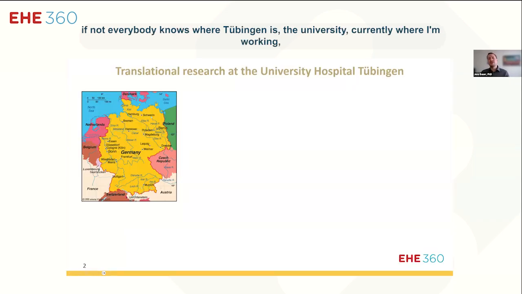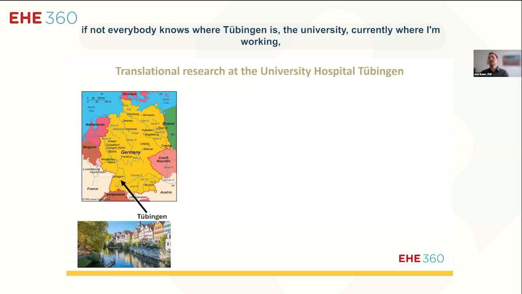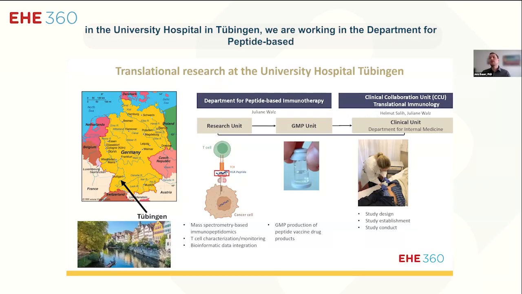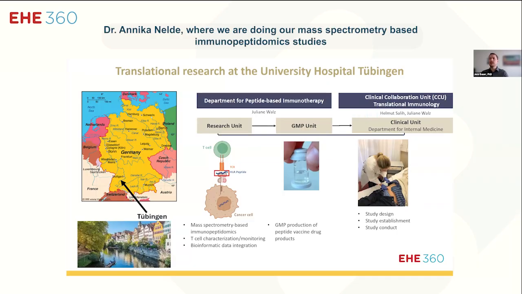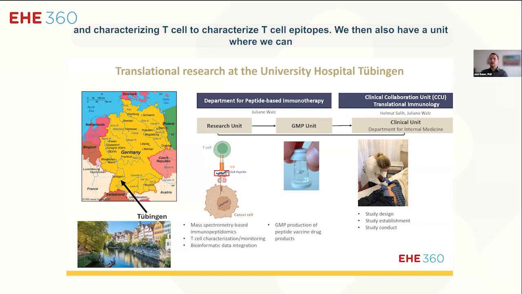Just in case not everybody knows where Tübingen is, the university clinic where I'm working is in the southern part of Germany, right here. It's a very beautiful city. In the University Hospital in Tübingen, we are working in the department for peptide-based immunotherapy, which is headed by Professor Juliane Walz. We have three working groups within this department: the research unit, which is headed by me together with my colleague, Dr. Annika Nelde, where we are doing our mass spectrometry-based immunopeptidomics studies and characterize T-cell epitopes.